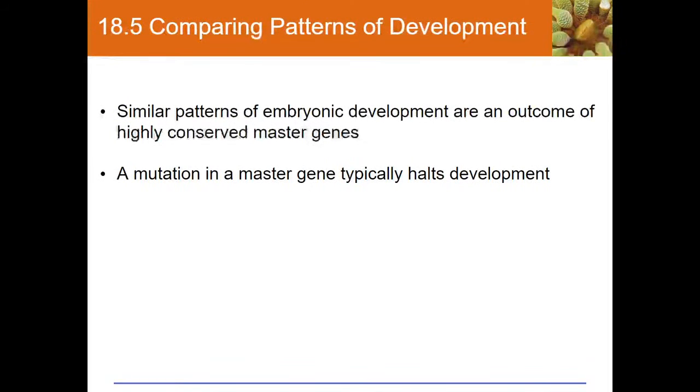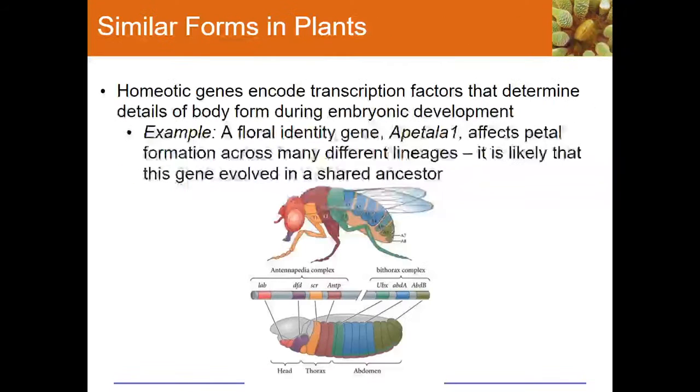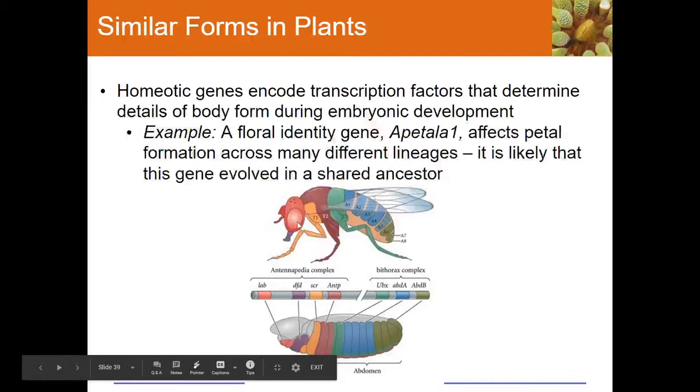A mutation in a master gene typically halts development, and like I said, usually leads to death, but not always. Homeotic genes encode transcription factors that determine details of a body form during embryonic development. For example, the floral identity gene affects petal formation across many different lineages. It is likely that this gene evolved in a shared ancestor. Sometimes these are called Hox genes, which we're going to talk about. Within the segment, they code for certain body developmental plans. If you mess up this particular gene, it'll affect that particular area.